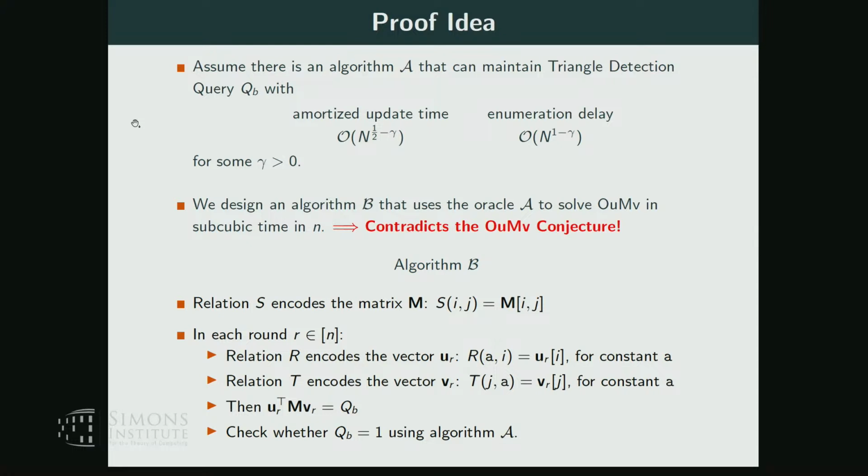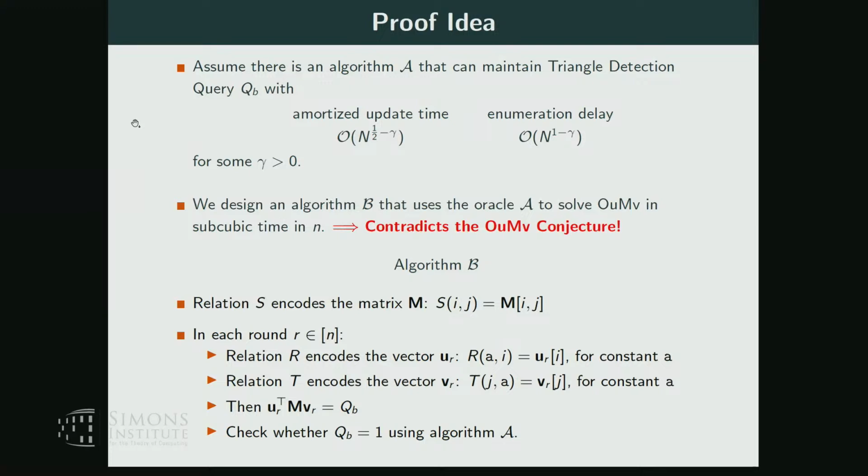So what is this algorithm B? First of all, given our OUMV instance, we have to construct a database instance. Basically, we take the matrix M and simply store it in the relation S. Effectively, S at the indices i, j will just have the value given in the matrix M, so it will be 0 or 1.